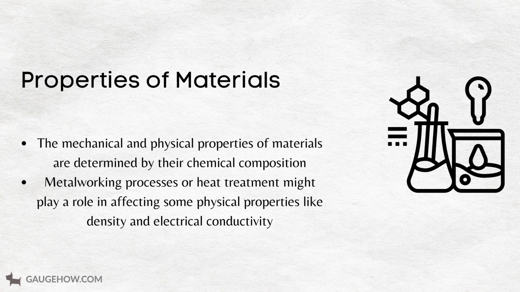The mechanical and physical properties of materials are determined by their chemical composition and their internal structures, like grain size or crystal structure. Mechanical properties may be greatly affected by processing due to the rearrangement of the internal structure. Metalworking processes or heat treatment might play a role in affecting some physical properties like density and electrical conductivity, but those effects are usually insignificant. Let's discuss some common mechanical and physical properties.